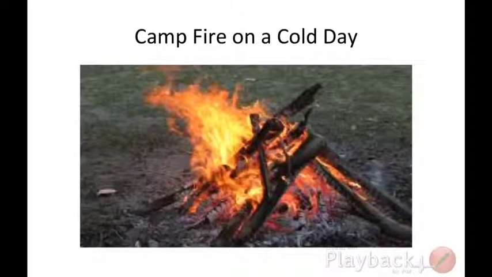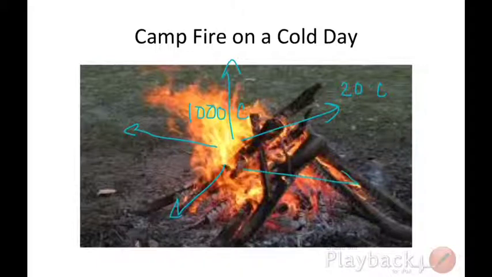Here's another example. A campfire on a cold day. So let's pretend this campfire is really hot, 1,000 degrees Celsius. And on the cold day, the air temperature is 20 degrees Celsius. All right, so now we can go ahead and use arrows to show the direction of heat flow. Remember, heat flows from high to low temperature. So that heat is going to be flowing out of the fire. You can draw arrows in whatever directions. It's going out of the fire.